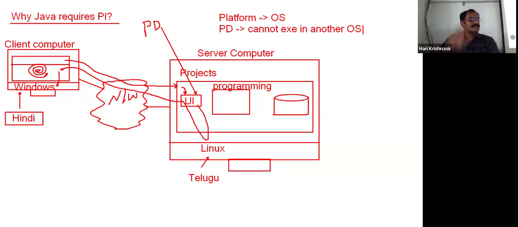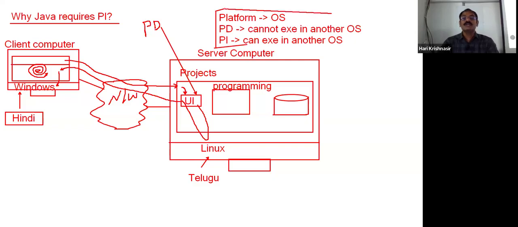You developed in Linux, it can execute only in Linux. You develop in Solaris, it executes only in Solaris. If you develop in Windows, it executes only in Windows. Then we call it platform dependent. Platform independent. What is the meaning of it? Can execute in another OS. You develop in Linux, it can execute in Windows or Mac OS or anywhere.